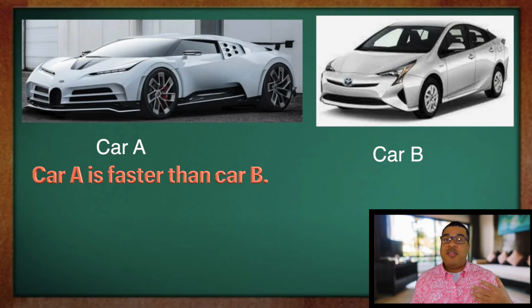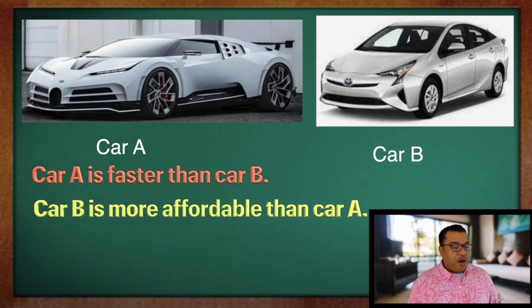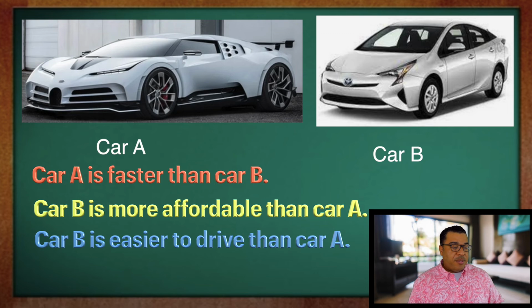Now that you fully understand comparatives, there is one last point that I must leave you with that is really important. You must use than when comparing 2 things. For example, car A is faster than car B. Car B is more affordable than car A. Car B is easier to drive than car A.